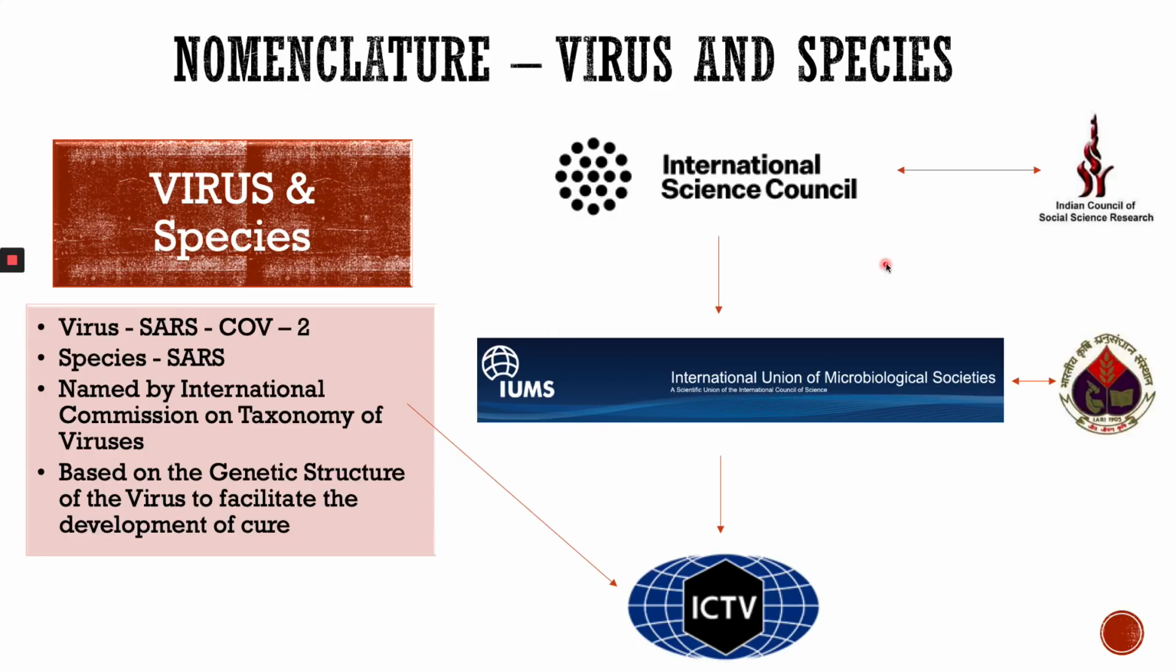The IUMS is a part of a larger umbrella organization called the International Science Council. And the International Science Council is comprising of research organizations from all across the world, not only focusing on scientific research, but also focusing on research relating to social sciences. In fact, the Indian Council for Social Science Research is actually a part of the International Science Council. The International Science Council happens to be the umbrella organization under which the IUMS and the ICTV subsequently exist. It is important to note none of these organizations in any way whatsoever are a part of the UN. These are independent international organizations.